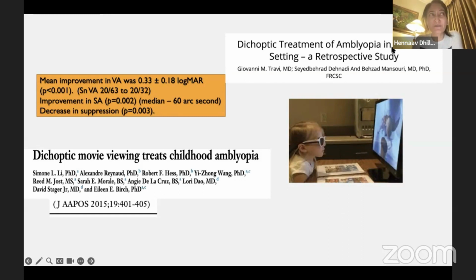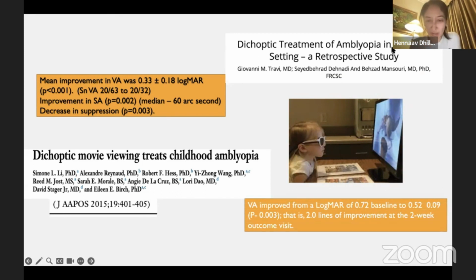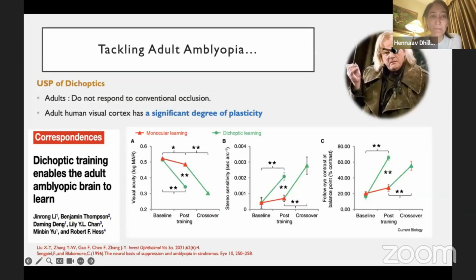Dichoptics is not just video games. There are also dichoptic movies coming in, recently published in JPOS in 2015, A dichoptic movie treating childhood amblyopia by Simon et al. It says that the visual acuity improved significantly, approximately 2 lines at the last outcome visit.